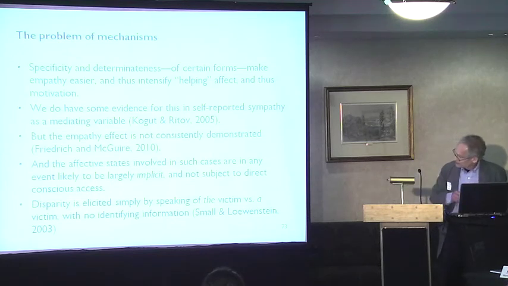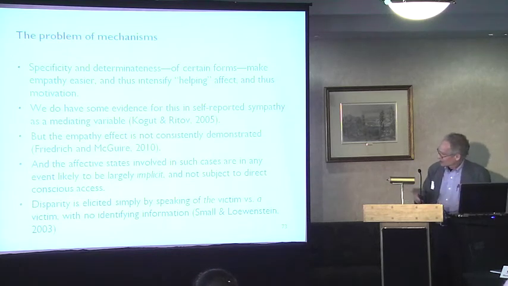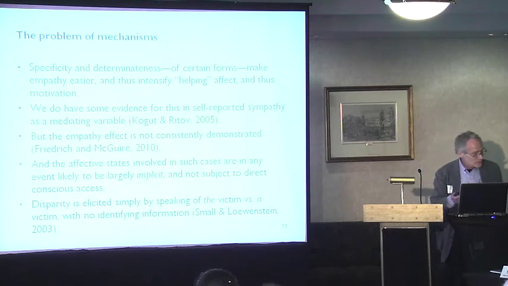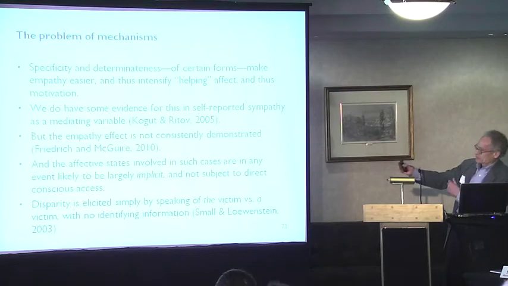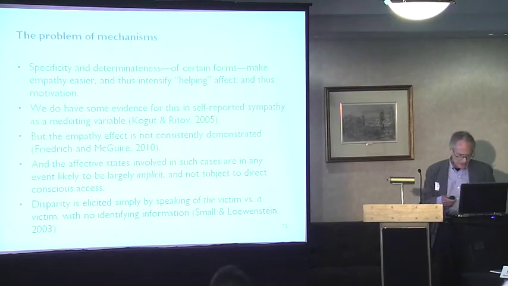Moreover, as Deborah Small and her colleague Loewenstein found in their beautiful experiments, you can get this effect with virtually no identifying information. You just say a victim versus the victim, and you can induce the effect. So that creates for a philosopher a kind of puzzle. The empathy story looks very nice. You can see these ideas of an identifiable victim; you sort of identify with that person. But how could you get an effect like this where you just say a victim versus the victim?